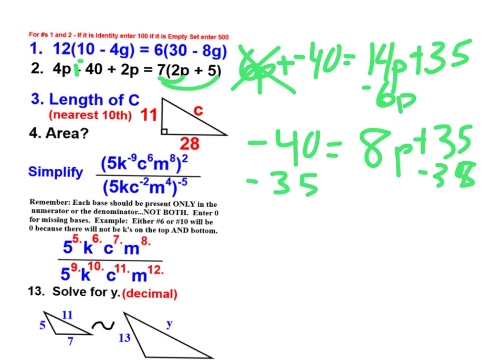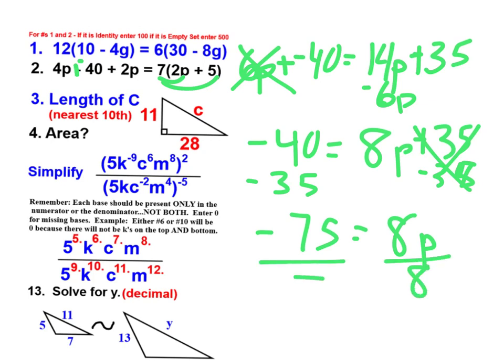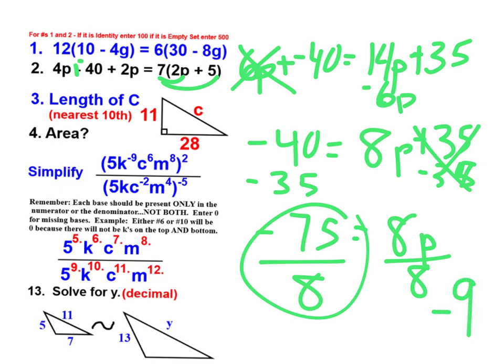Those cancel out, and we're left with 8p equals negative 75. Now we divide by 8, and there is our answer. We just need to simplify it. One negative, of course, makes it negative. We'll go in there 9 times with 3 remainders, and so our answer is negative 9 3/8.